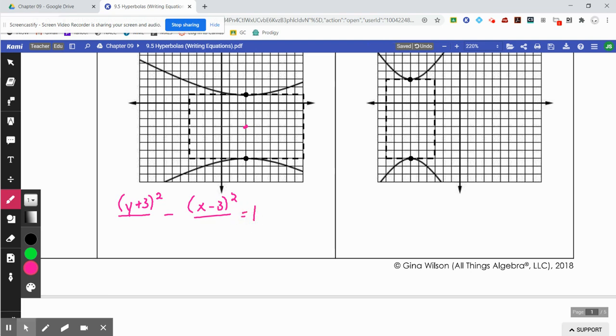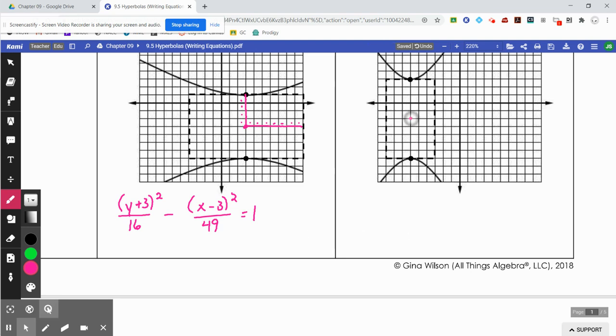Next up, all you need is your a's and b's. The a is the distance from the center to a vertex. Here the distance is 1, 2, 3, 4 boxes. So therefore, that's a vertical distance of 4, so that'd be 4 squared is 16. Notice that's under the y's. And then your b value is the distance to a covertex, which is 1, 2, 3, 4, 5, 6, 7. So 7 squared goes under your x's.